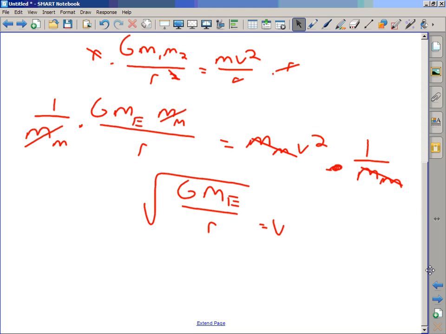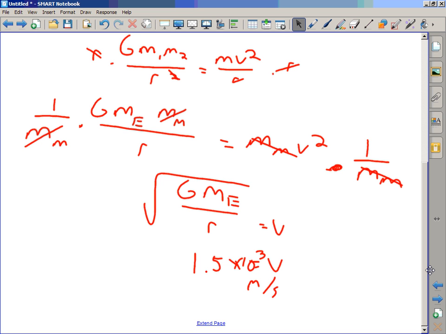Okay. So whenever you did this, what did your velocity come out to be? 1.5 times 10 to the third. Everybody getting that? 1.5 times 10 to the third. My smart board's a little off.